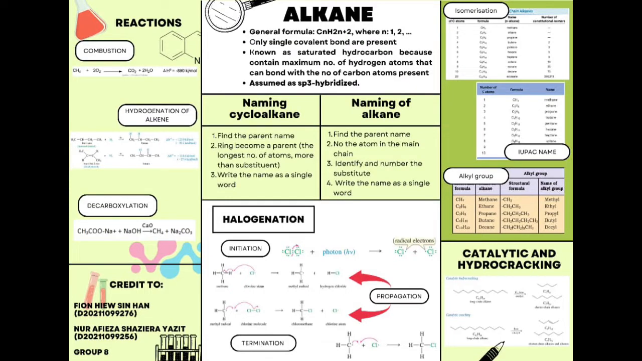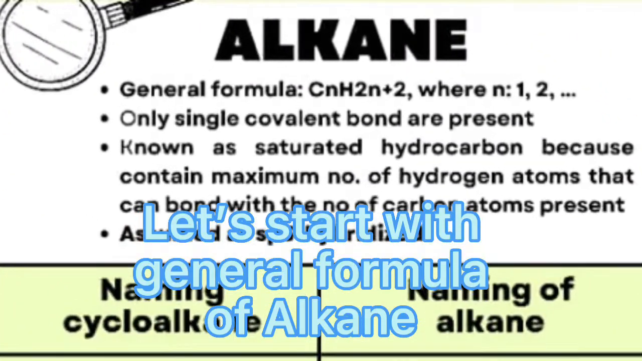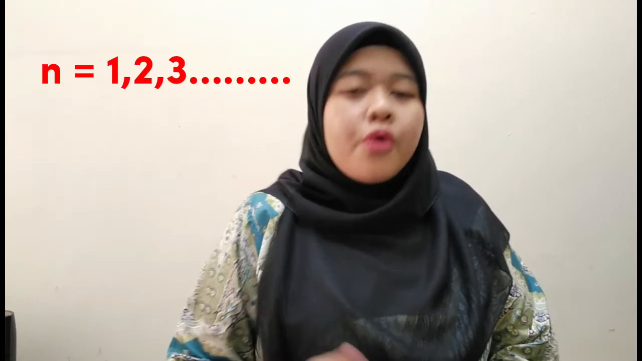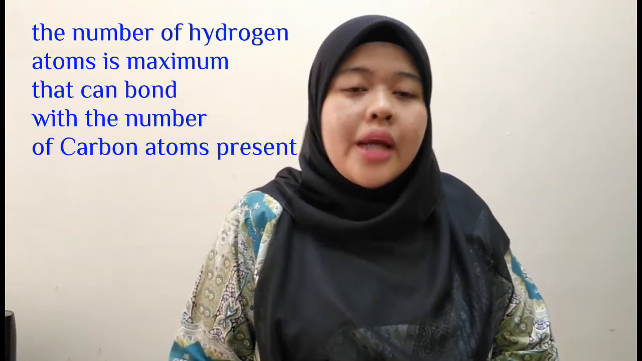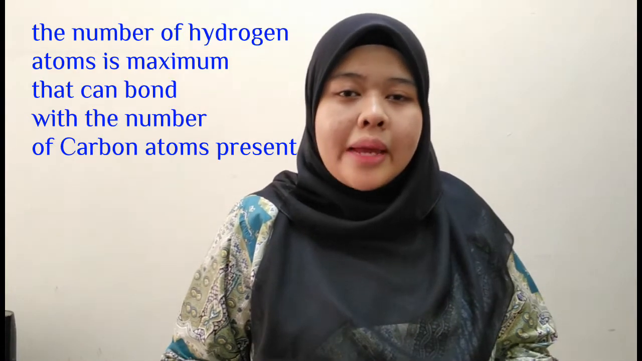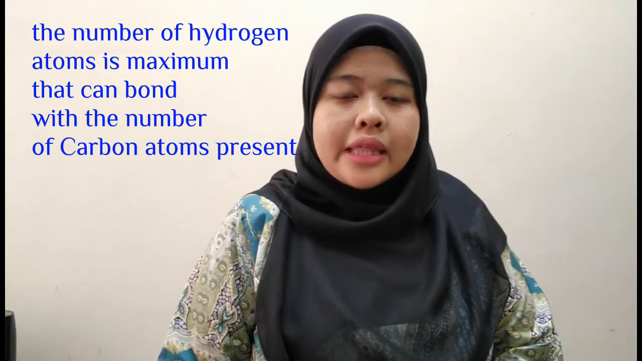Hello everyone, so today we're going to talk about alkanes, and this is our mind map. The general formula for alkane is CnH2n+2, where n could be 1, 2, 3 and so on to infinity. Only single covalent bonds are present in this hydrocarbon compound. Alkane is also known as saturated carbon because the number of hydrogen is the maximum that can bond with the number of carbon atoms. We can also assume that alkane is sp3 hybridized.